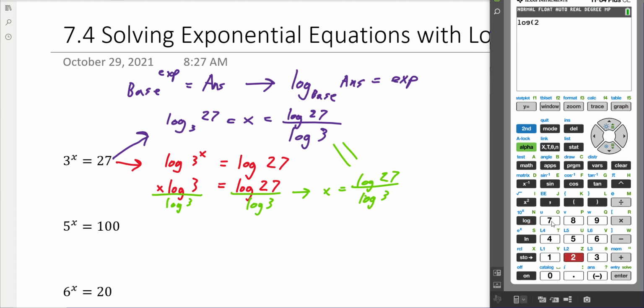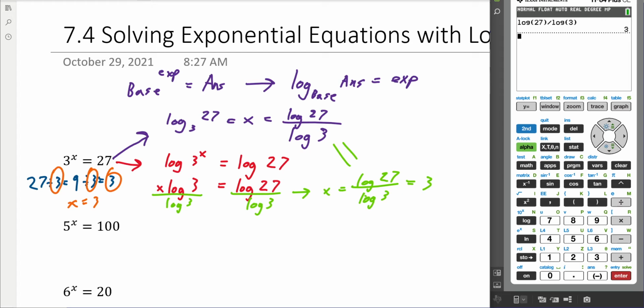So log 27, bracket, divided by log of 3, end bracket, equals 3, which we should be able to do just by looking at it. It would be pretty simple to do as well. So we can also just try this out ourselves. 27 divided by 3 equals 9. Divided by 3 equals 3. So how many times does the 3 show up? 1, 2, 3 times. So the answer is x equals 3.